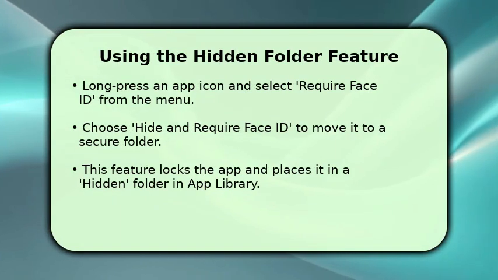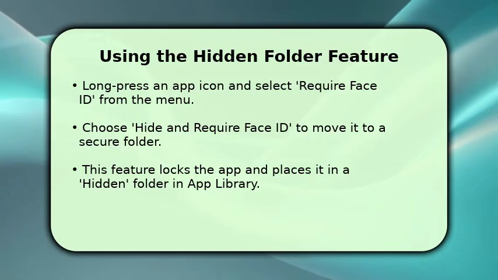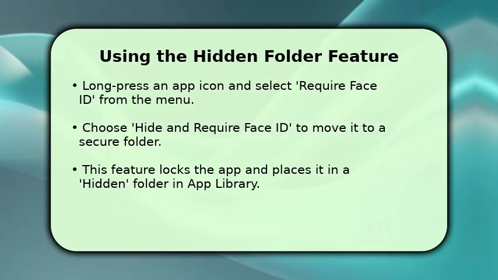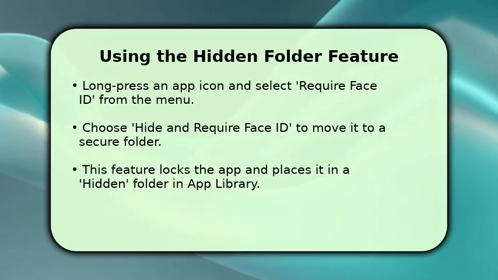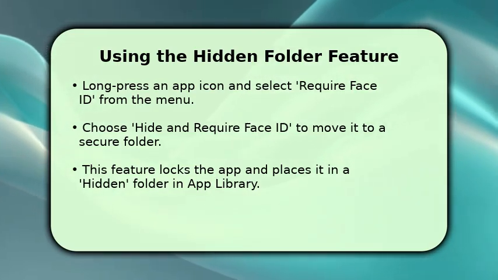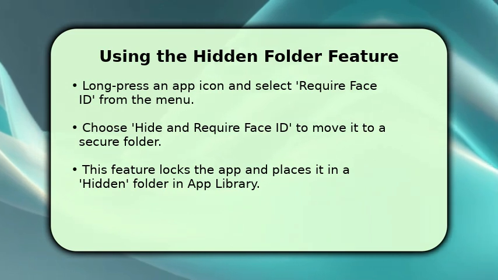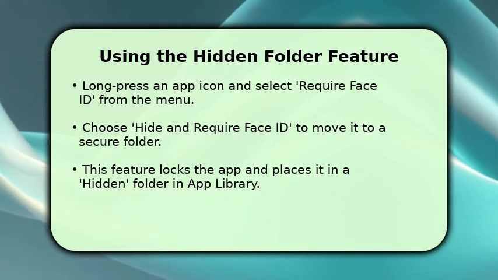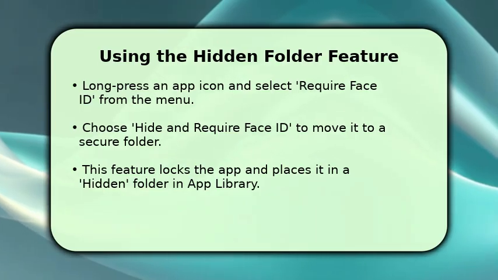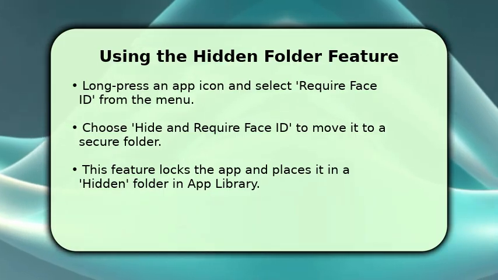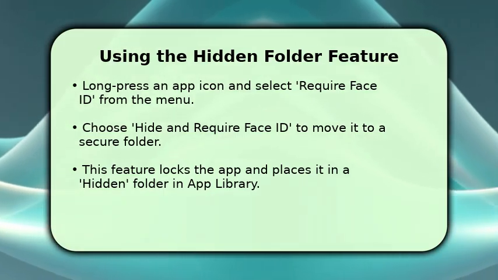For an extra layer of security, you can utilize the Hide and Require Face ID feature. Simply long press an app icon, then tap Require Face ID from the options. Next, select Hide and Require Face ID. This action moves the app to a special hidden folder within your app library, accessible only with your Face ID, Touch ID, or passcode. Remember, this advanced hiding option typically works for third-party apps.